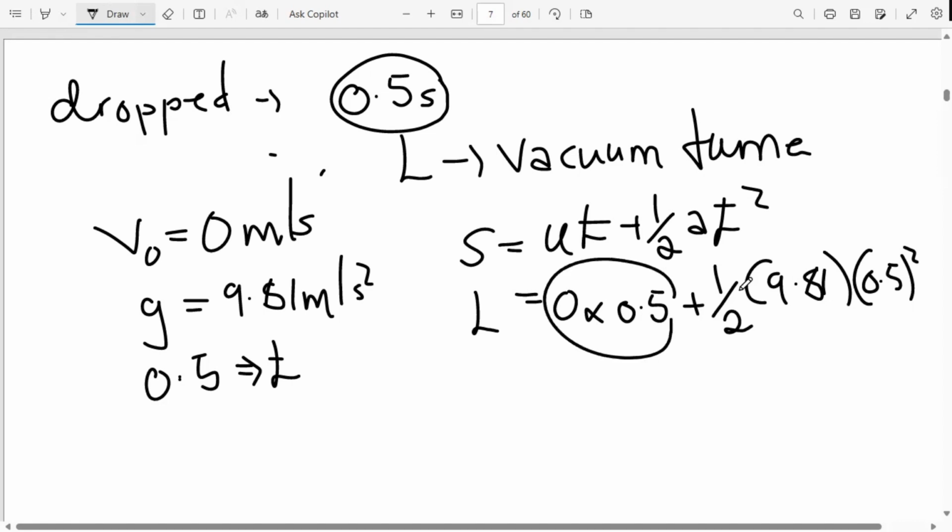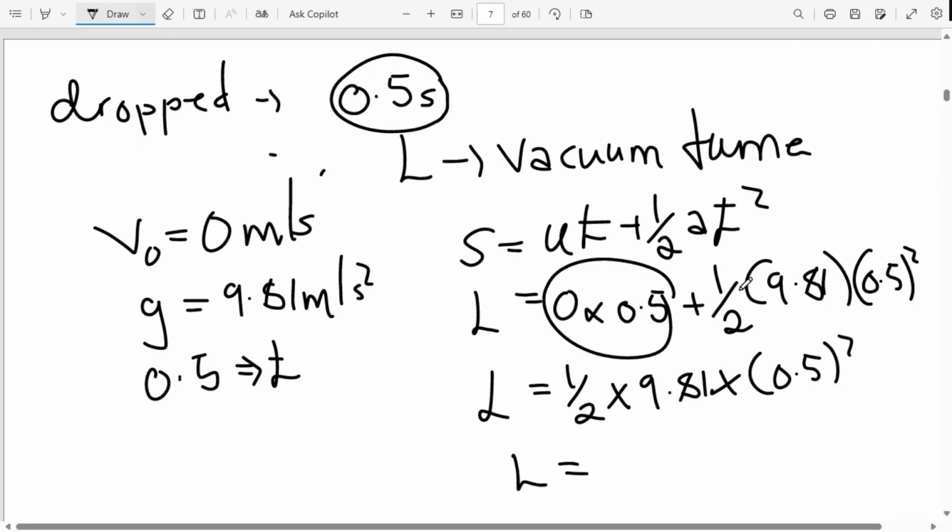So this term is automatically taken out. That means the length of my vacuum tube is half multiplied by 9.81 multiplied by 0.5 squared. And if I plug this into my calculator, the length of my vacuum tube will be equal to 1.2 meters.